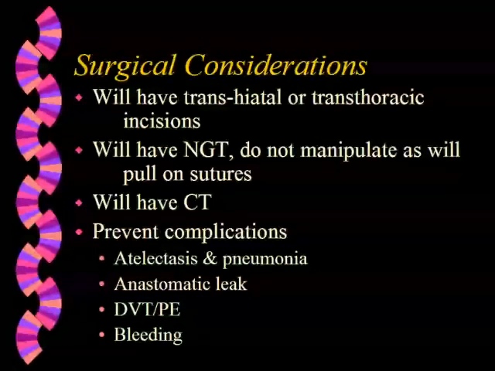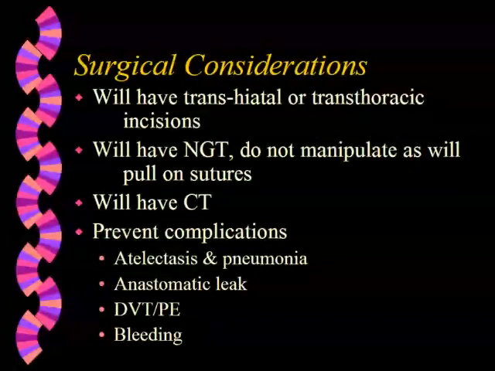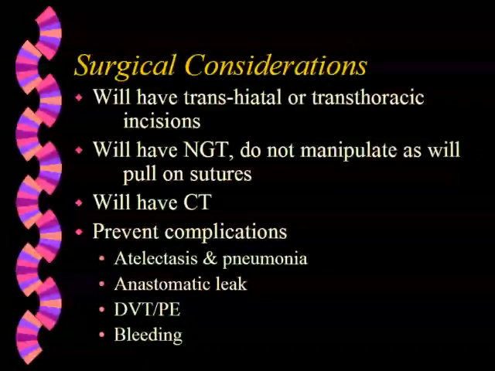To prevent complications such as atelectasis and pneumonia, you're going to use a PCA with either morphine or Dilaudid so that you can use the incentive spirometer and cough and deep breathe this patient and ambulate them and do pulmonary toilet, and maybe even have a ventilator for them.